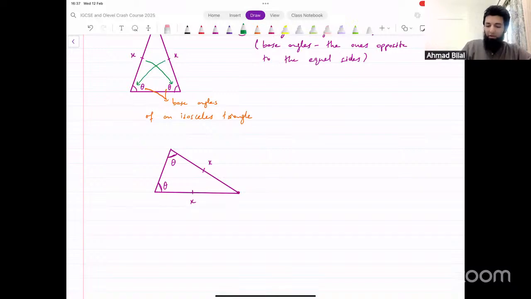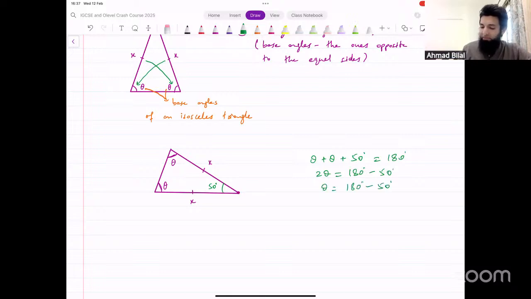How can you do that? So in this case, for instance, if you knew that this vertex has an angle of 50 degrees, how can you find the angles of the other vertices? You know that both of them are equal. So you can say theta plus theta plus 50 should equal 180. That gives you 2 theta equals 180 minus 50, and theta equals (180 minus 50) divided by 2. The value of theta is going to be 65 degrees. That means the other two angles are both 65.